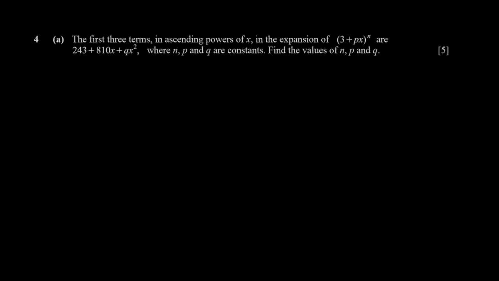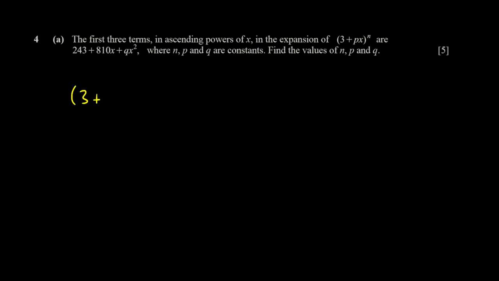Right then, question 4 is a binomial expansion style of question. The first three terms in ascending powers of x, so it means the powers of x are getting bigger and bigger, in the expansion of (3 + px)^n are this whole thing here, where n, p, and q are constants. We want to find the values of n, p, and q. All right, well, let's just crack on with doing the expansion, basically.